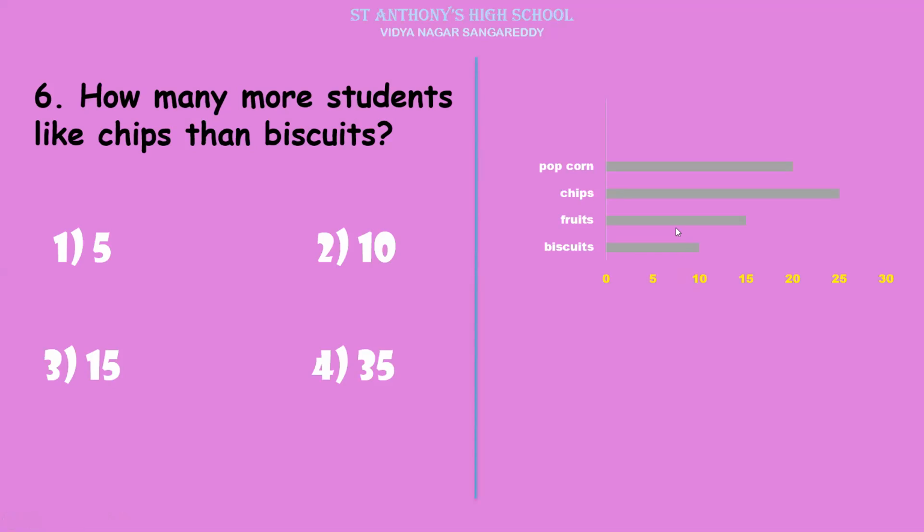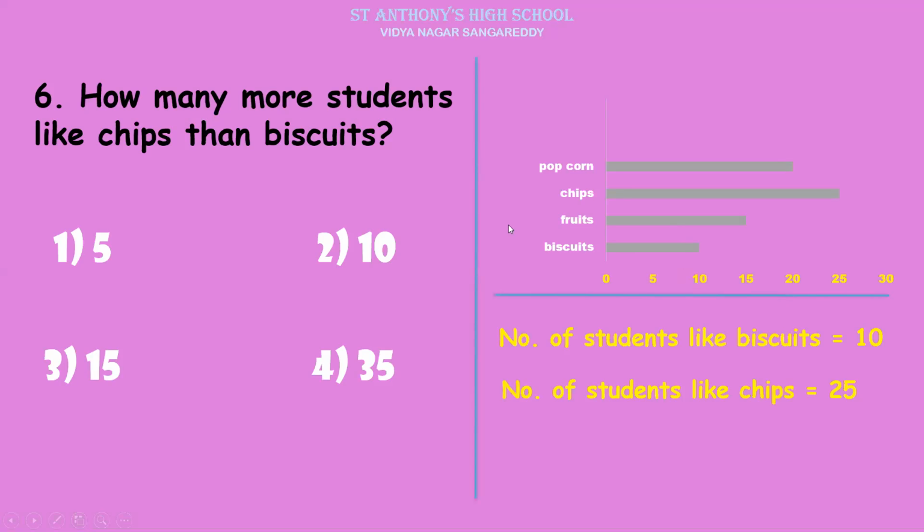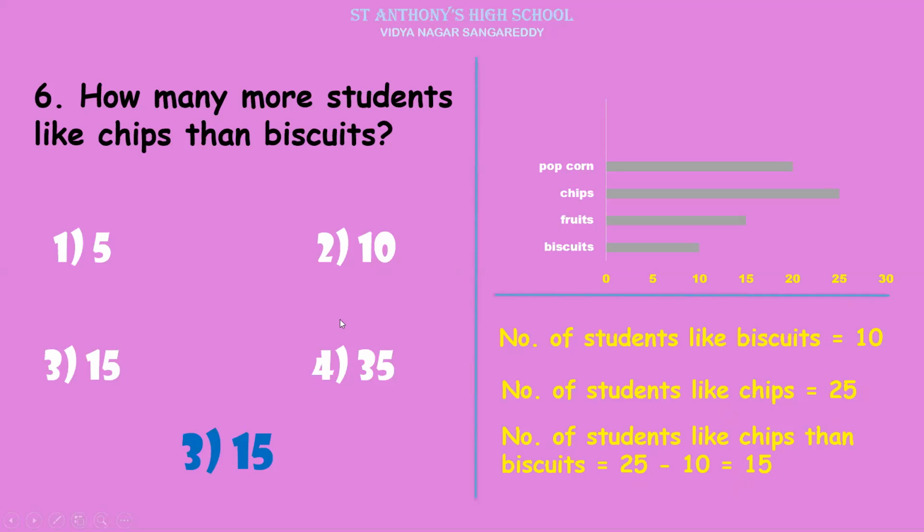But what about chips? 25 students like chips. Number of students who like biscuits is 10, number of students who like chips is 25. So the number of students who like chips more than biscuits is 25 minus 10. 25 students are liking chips, 10 students are liking biscuits, so we have to subtract. So 15 is the correct answer. Very good, Hasid. Yes, the answer is 15.